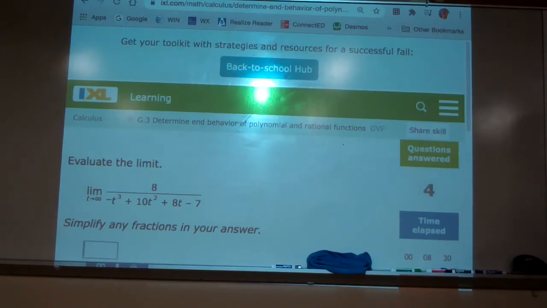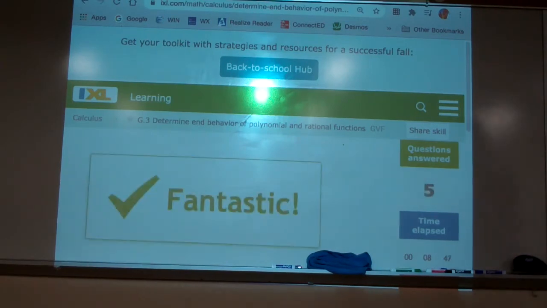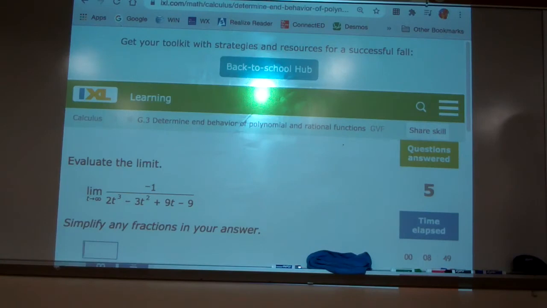But what's the top doing? Just 8, right? Is the bottom going to get somewhere? It's going to get either really, really big in a positive direction, or really, really big in a negative direction, but it's still going to get really, really big, so it's going to go to 0. How about that one? Pretty much 0, right? Bunch of variables on the bottom, still going to 0, right? Pretty easy so far. Still 0?